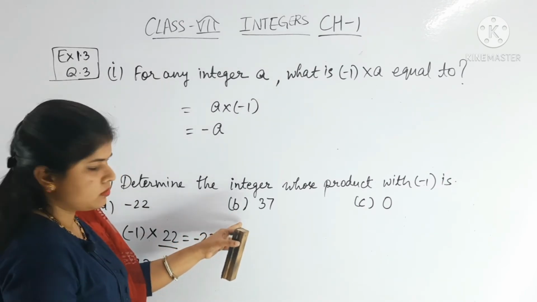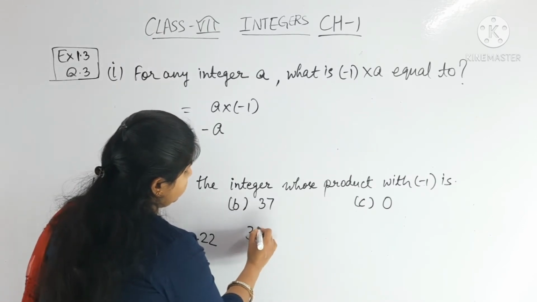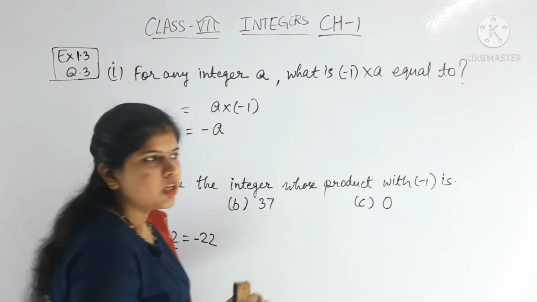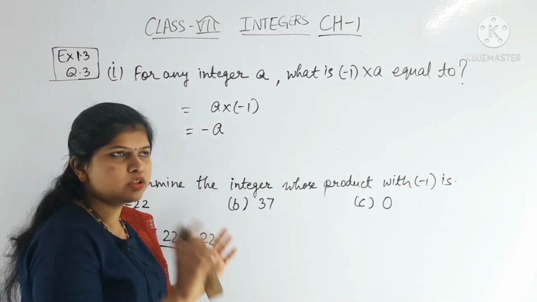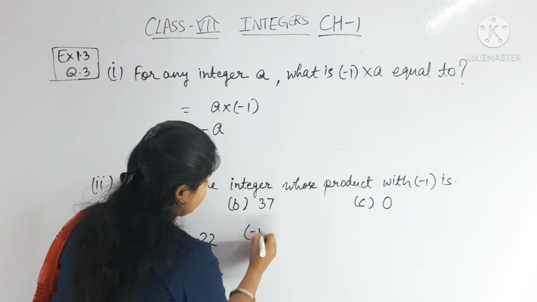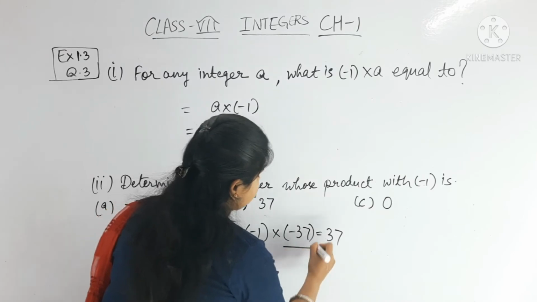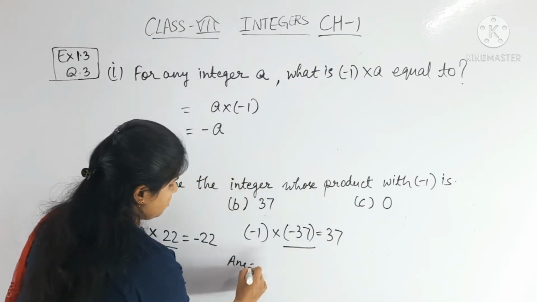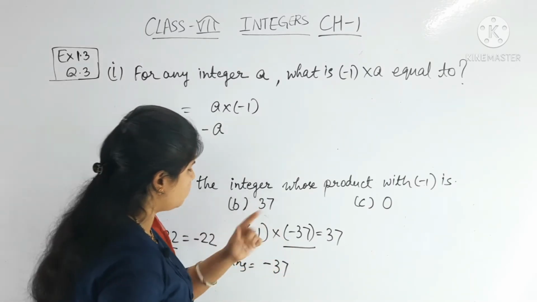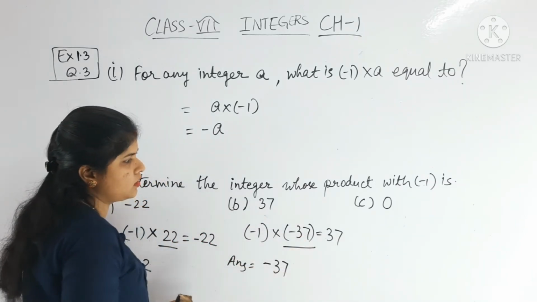Now we will move to the B part, that is 37. This is the positive integer, and we know that if we multiply minus and minus, that is both negative integers, we will get the positive integer. So minus 1 into minus 37 is equal to 37. The answer should be minus 37, that is minus minus is plus, so we should get the result 37. Therefore the answer is minus 37.